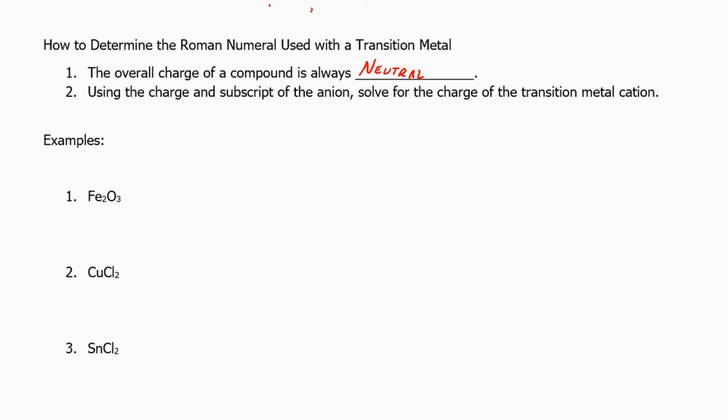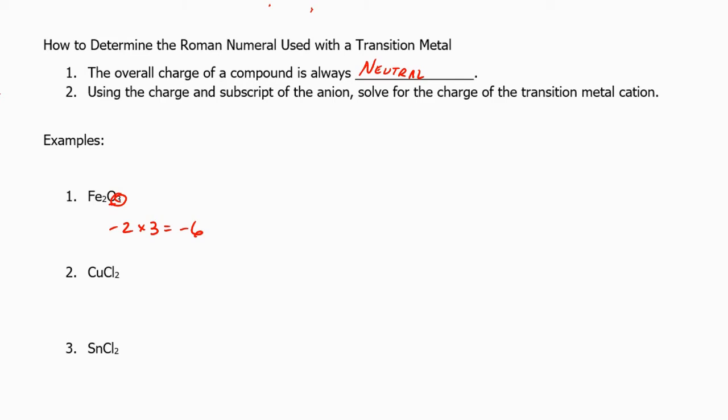For example, we have Fe2O3. Now you can't just trust reverse crisscrossing. It doesn't always work. And so we have to look at the charge of our oxygen. According to the periodic table, oxygen's charge is -2. If oxygen has a -2 charge and our subscript here tells us we have 3 of them, that means we have a total of -6 charge. Now, the iron has to balance it out.